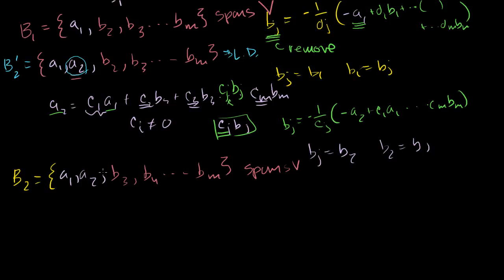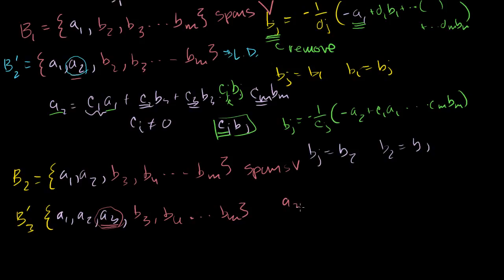So this process I'm doing, I can just keep repeating it. I can add an a3. I can define b3 prime by adding a3 to this set, a1, a2, a3, and then I have my b3, b4, all the way to bm. This is linearly dependent because the set without a3 spans V. So everything but this guy spans V, so obviously you can construct this guy with a linear combination of the rest of them.